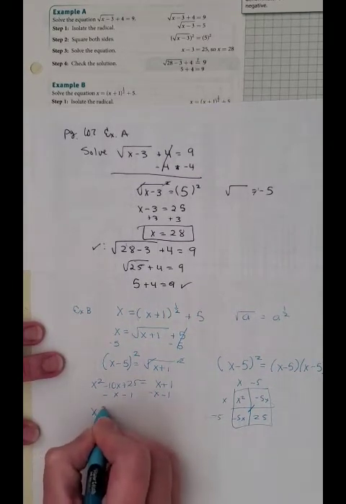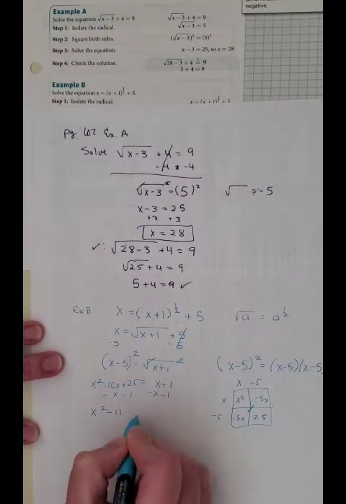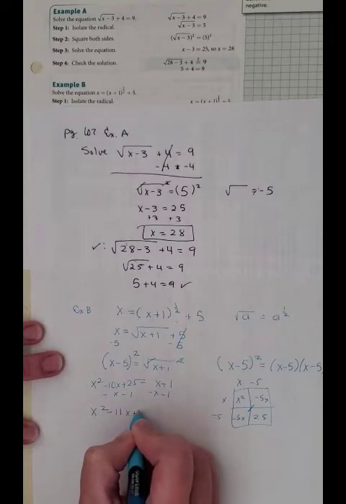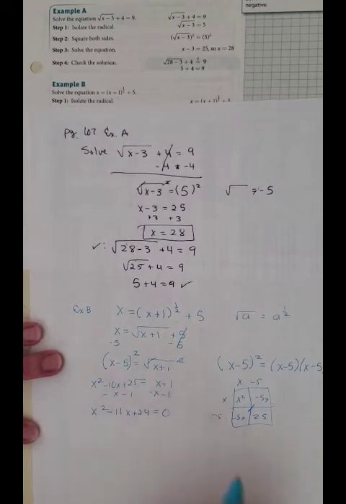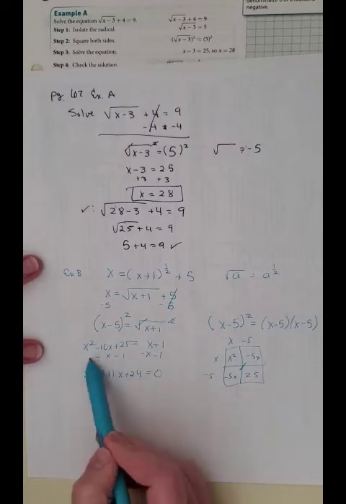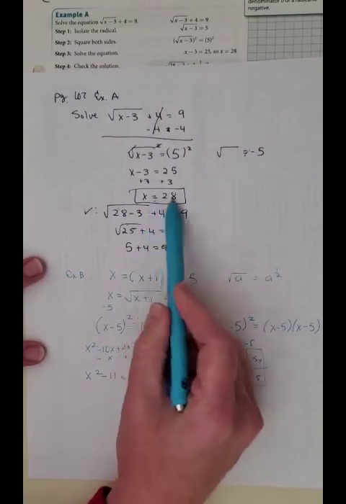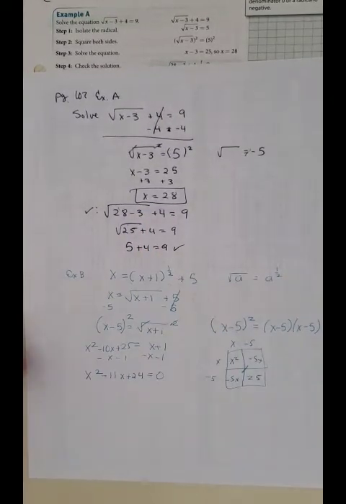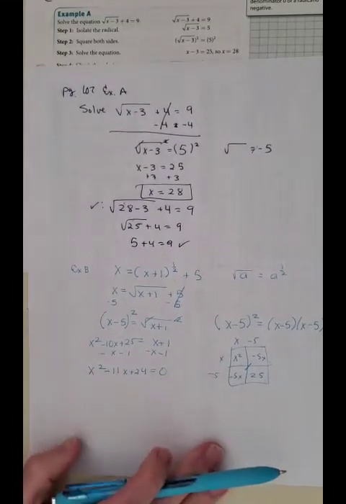This gives me x squared minus 11x plus 24 equals 0. Now you may wonder why this time I wanted to move everything to one side versus the previous time when I wanted to isolate x. So this is from Math 2.